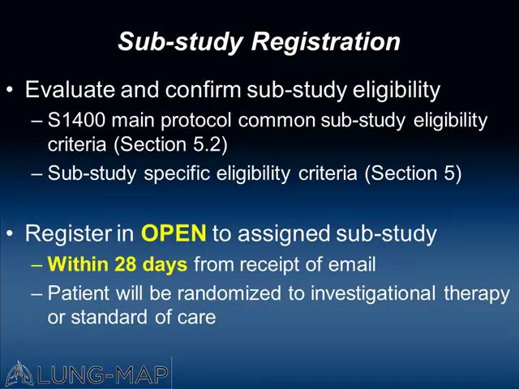Now that you have the sub-study assignment, you'll need to confirm the patient's sub-study eligibility. This is split into 2 sections. The criteria common across all sub-studies in S1400, Section 5.2, and the criteria specific to the assigned sub-study located in Section 5 of that sub-study. And there is a 28-day time frame from receipt of the assignment email to complete this and register to the sub-study. Once you confirm eligibility and register to the sub-study, the patient will be randomized to either the investigational therapy or the standard of care arm.